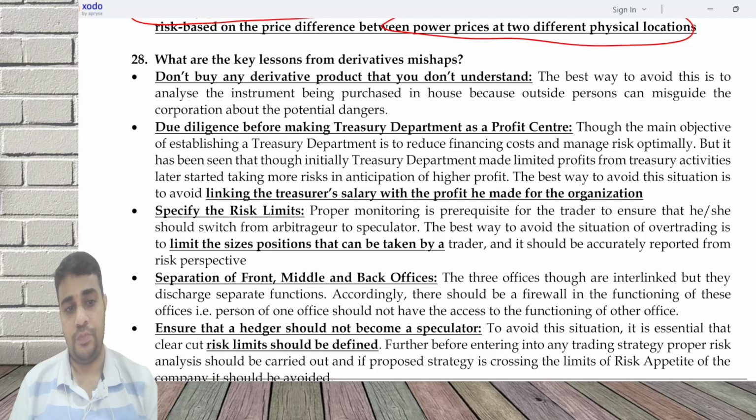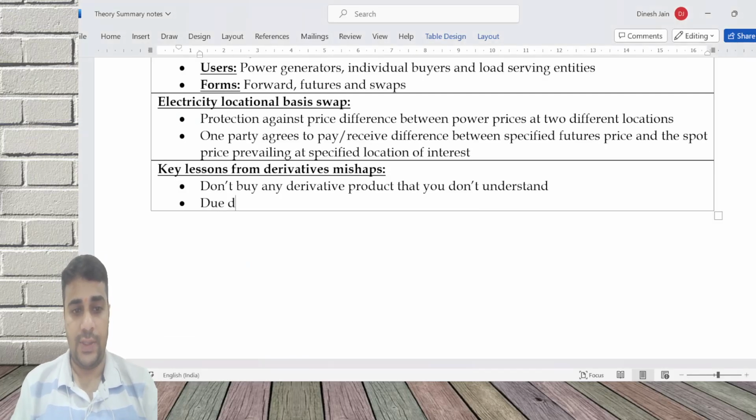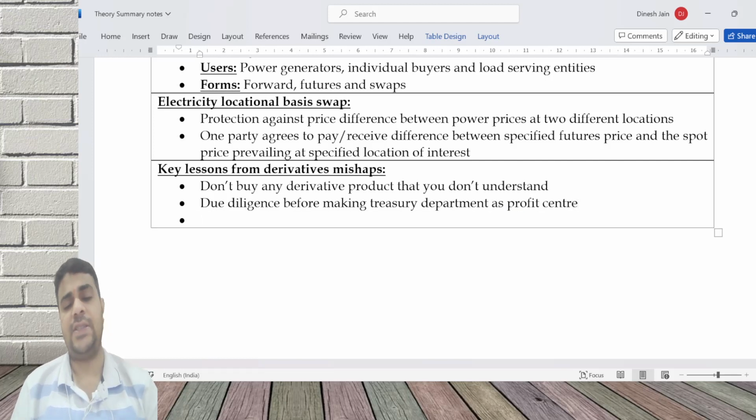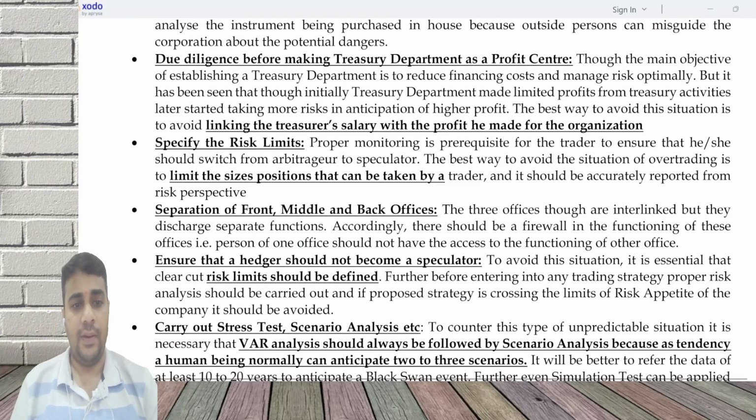Due diligence before making a decision. Don't treat the treasury department as a profit center. Profit center means it will start making speculation and all. You read that. When you read it, you will get more clarity.